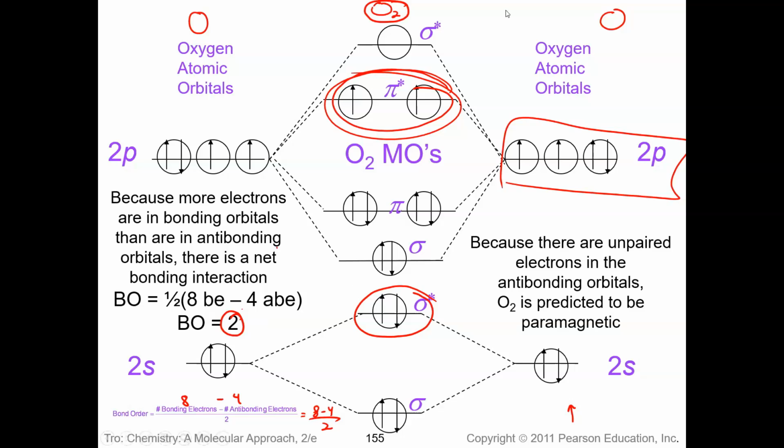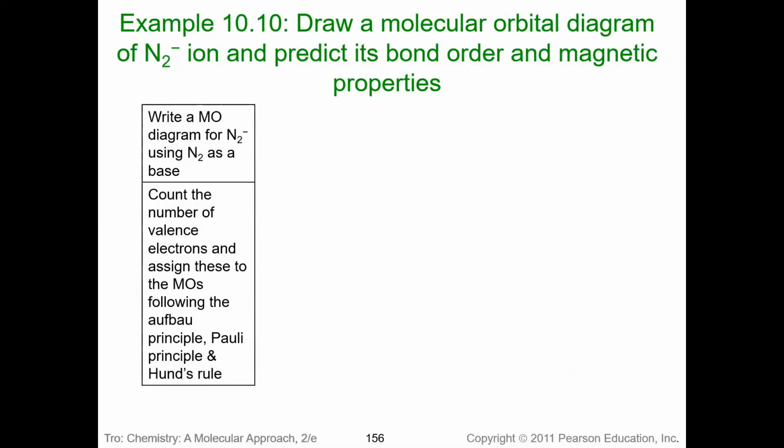Okay, so let's practice this. This is showing that molecular orbital theory is superior in this case to both our valence bond theory, that was with hybridizations, and our Lewis theory, that was just our straight Lewis structures. Okay, so let's draw the molecular orbital diagram for the N2 minus ion, and we're going to predict its bond order and whether it's paramagnetic or diamagnetic.